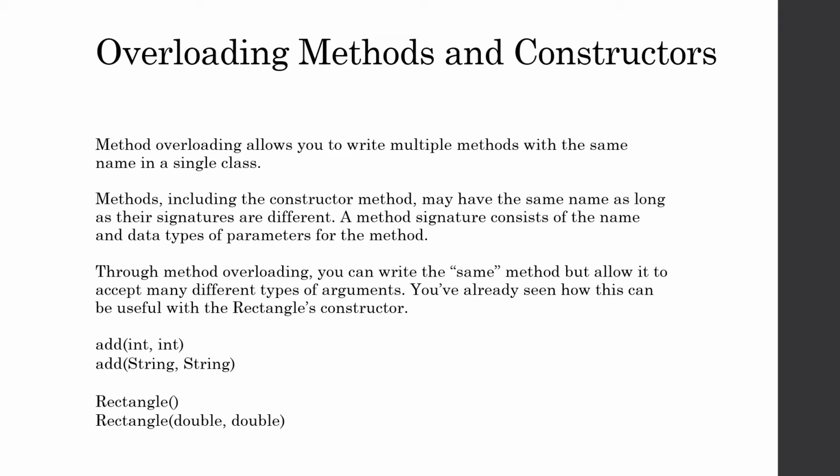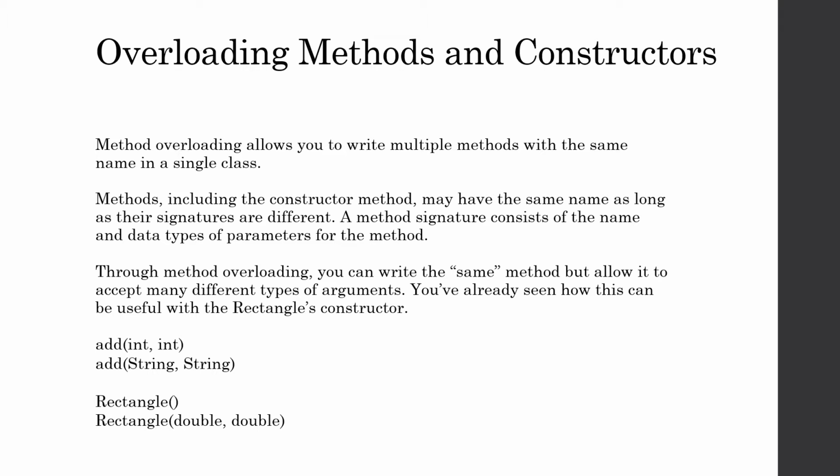So this concept that I'm referring to is what is known as method overloading. We're going to be looking at how to overload various methods, including the constructor, which we've actually already done. Method overloading allows you to write multiple methods with the same name in a single class. The way that we can go about doing this is that methods, including the constructor method, can have the same name as long as their method signatures are different.